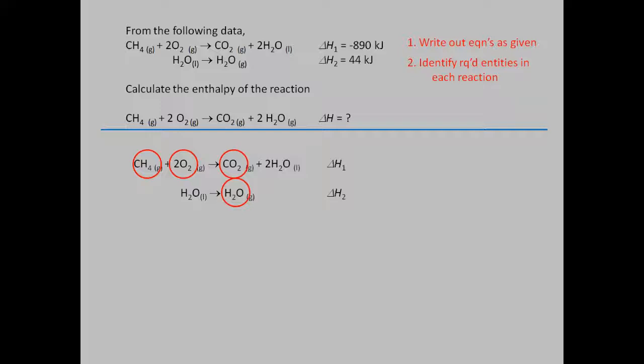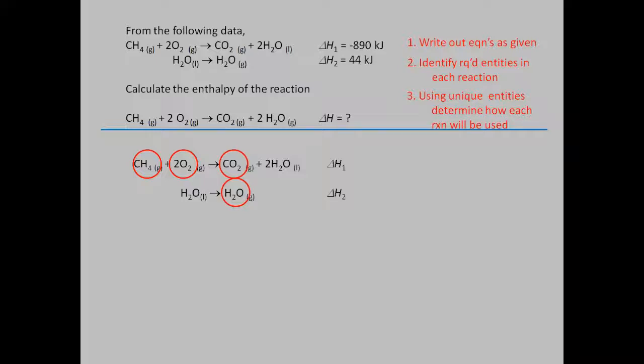There's water in my first reaction, but it's not in the right state, so that's why I didn't circle it. In my second reaction, I have water in the correct state, so I circled that. So now I know which reactions I have to use, and our next step is to identify how each of them would be used.